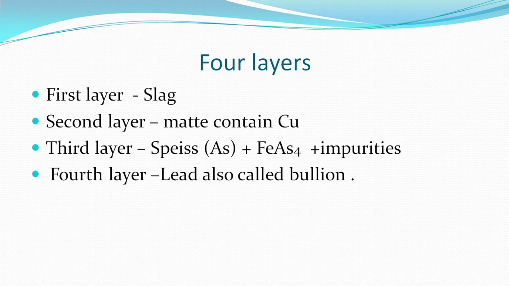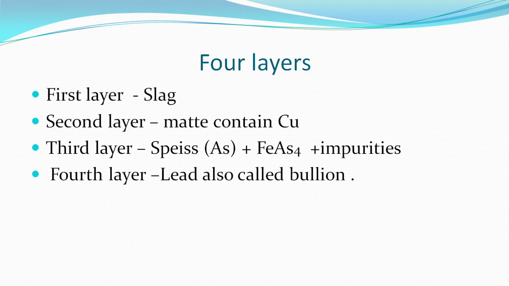You can see there are four layers forming in the blast furnace, in this sequence. The first layer consists of slag. The second layer consists of matte, which contains copper. The third layer consists of speiss, which contains arsenic plus FeAs and impurities. The fourth layer contains lead, which is also called bullion.